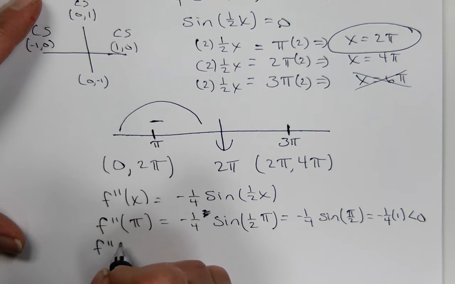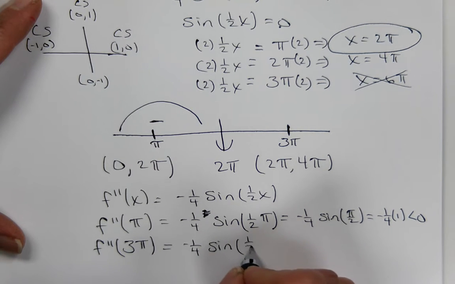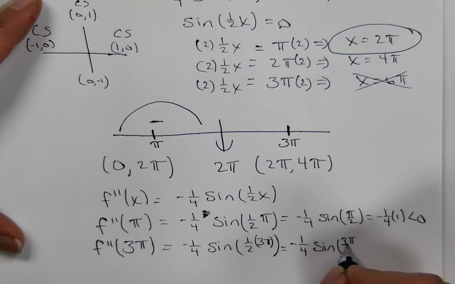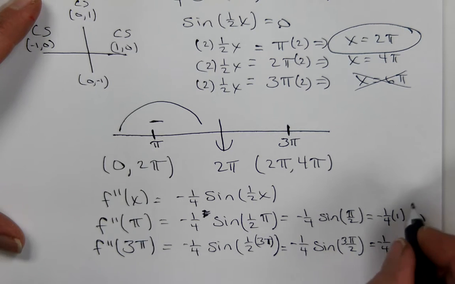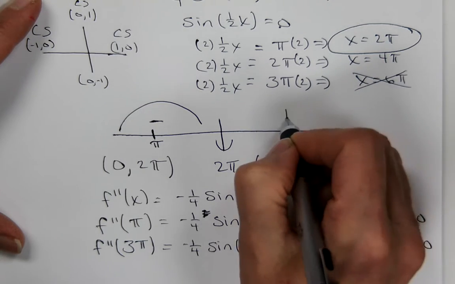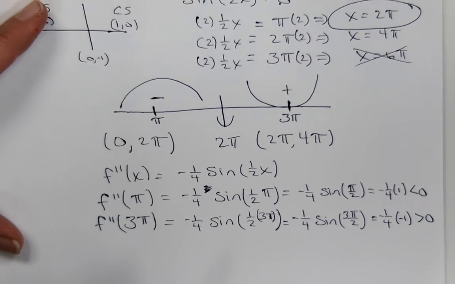If we use our other test point, that's 3 pi, we plug it into the second derivative. And then we simplify the angle. So we're looking at -1/4 times the sine of 3 pi over 2. And the sine of 3 pi over 2 is the y-coordinate, which is negative 1. So that is positive. And positive in the second derivative for that interval means concave up. The function is opening upward.